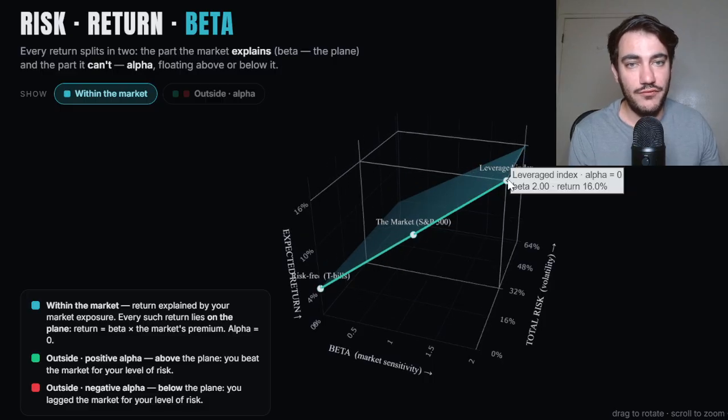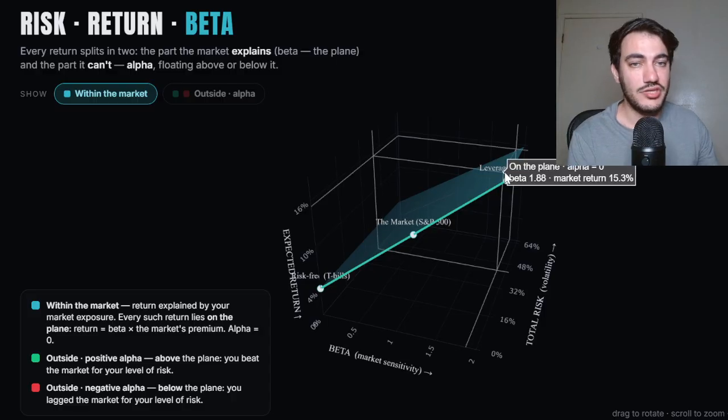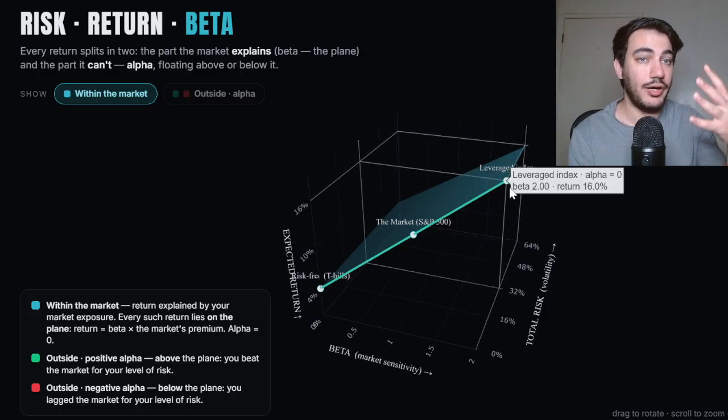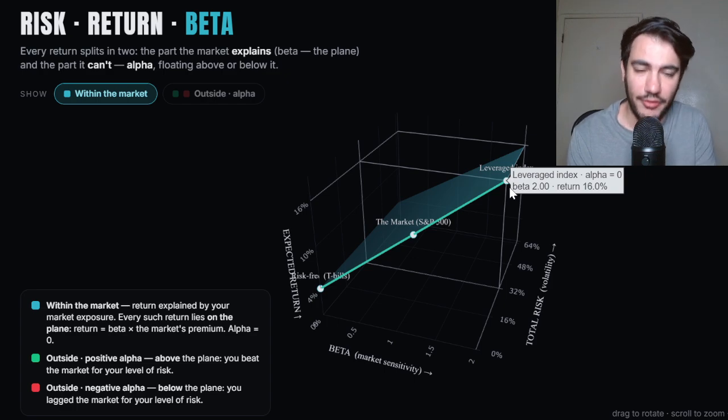Now, a leveraged index has no alpha. As you could see right there, it says zero alpha. But what you also see is the return is double that of the market. This is assuming it's a 2x leveraged index. Plenty of those around. You can find ones on QQQ. You can find one on VOO, Vanguard S&P 500, the State Street S&P 500, the SPY fund. It's one of the more popular ones.